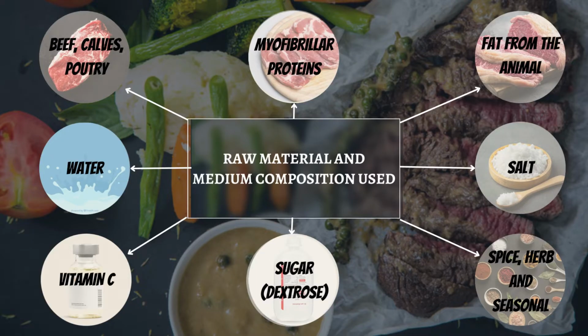There are a lot of raw materials and media composition used to produce a fermented sausage. However, on this slide are some of the main ingredients, which are beef, calf, poultry, myofibrillar protein, fat from animal, salt, water, vitamin C, sugar, specifically dextrose, and spice, herb, and seasoning for the taste.